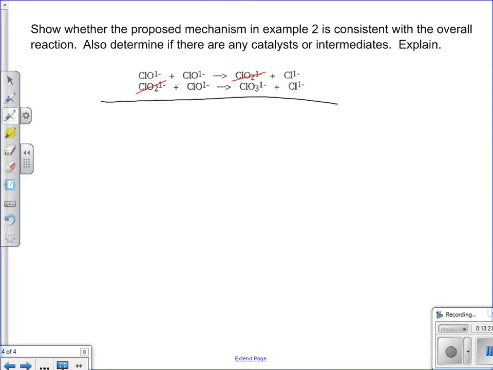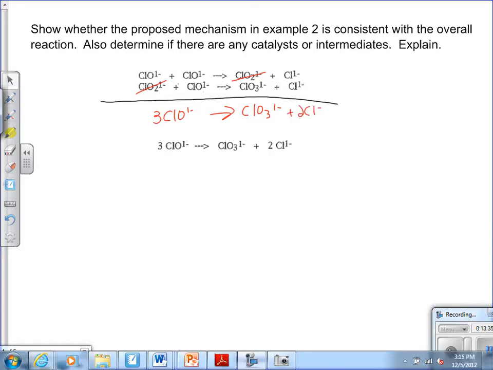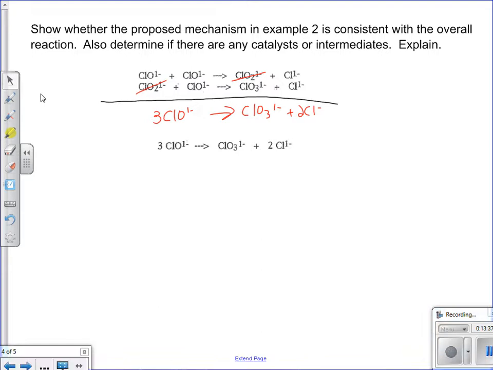I think that's it. Okay, so I end up with 3 ClO 1 minuses, making a ClO3 1 minus and 2 Cl 1 minuses. And look at that. That's what we got. That's what we were looking for. So this mechanism is consistent with the reaction.